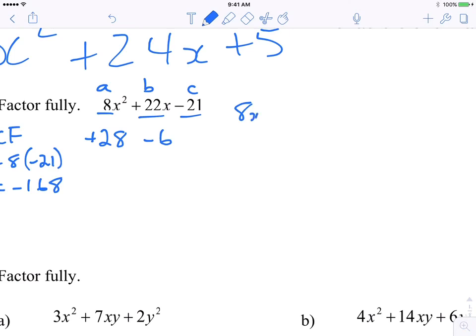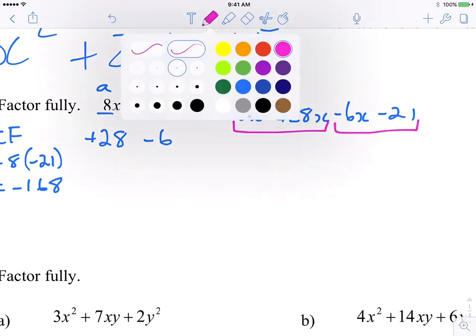the middle term. So I'll have 8x squared plus 28x minus 6x minus 21. And we learned in previous lessons that now we can factor this by grouping these together and looking for the GCF in each.